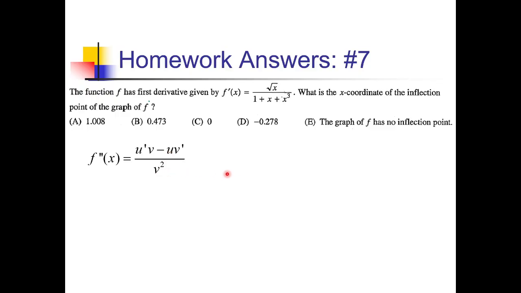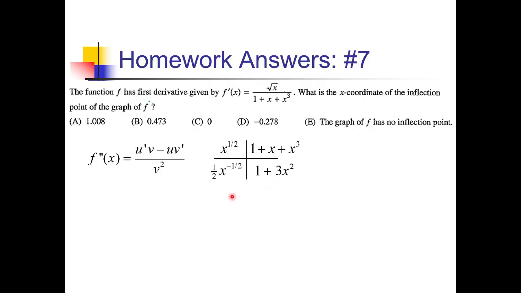And let me set up my box and ribbon sort of setup here to organize all this. So for my u, I've got the square root of x, which I'm going to call x to the 1/2 power, just to make it a little easier to take that derivative in a moment. And for the v, the denominator, I've got 1 plus x cubed. So derivative of x to the 1/2, that's going to be 1/2 times x to the negative 1/2. And then for the v prime, I'm going to have the derivative of x, which is 1, plus the derivative of x cubed, so 3x squared. So 1 plus 3x squared.